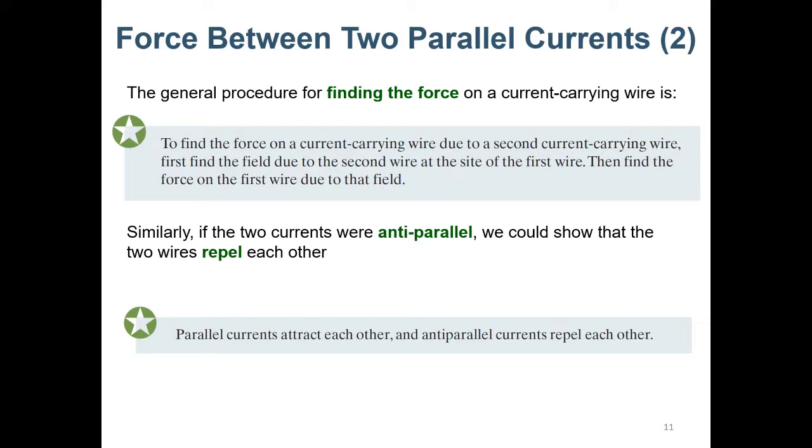direction of the force. Then you will know whether the two wires are attracting each other or repelling each other. Similarly for anti-parallel, you could show that two wires repel each other. So in short, parallel currents attract each other and anti-parallel currents repel each other. Parallel currents mean parallel wires with current in the same direction. Anti-parallel means parallel wires with current in opposite directions.